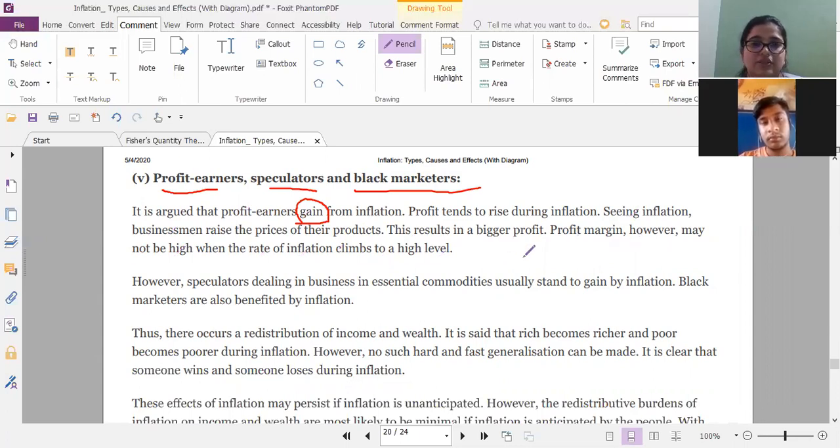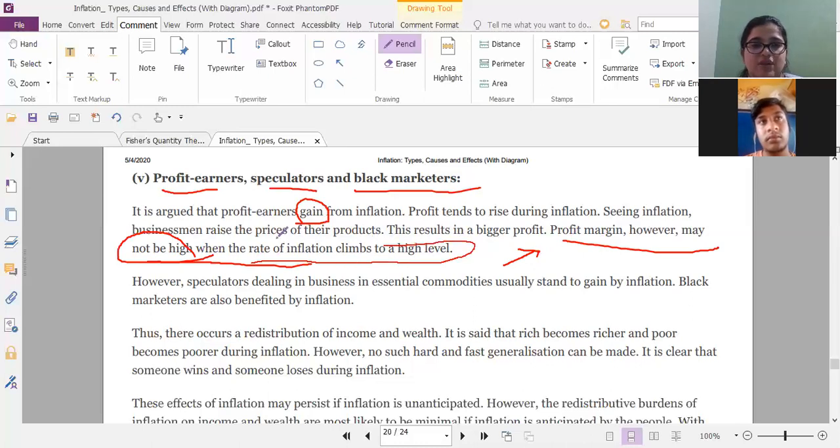So, with the inflation, the profit of businessman is going up, right? So, businessmen are at gain during inflation, but you must remember that the profit will not be high. It may not be high when the rate of inflation climbs too high. So if the inflation rate is too high, then the profit will not be high. So I've discussed this point, right? When is inflation profitable and when is it not?